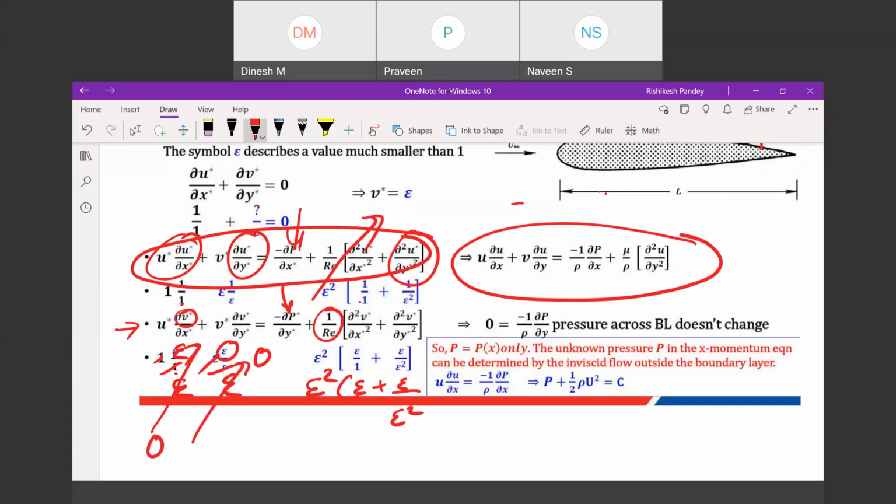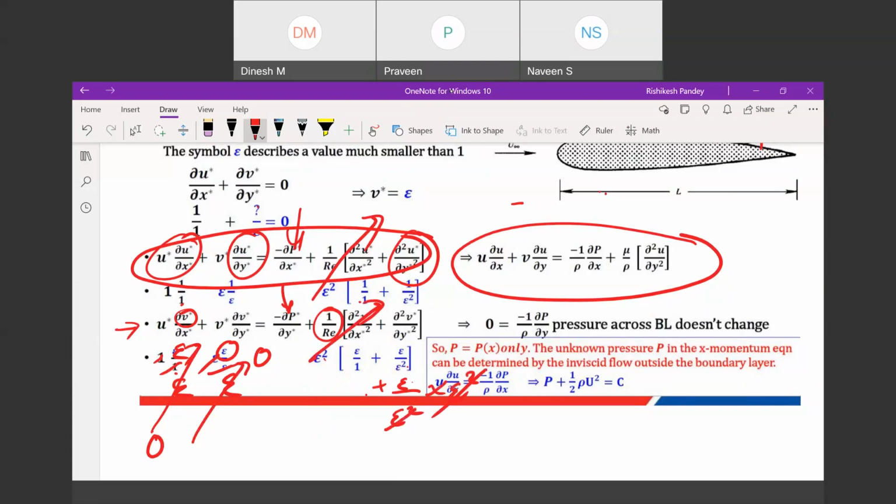The value is 0. Now, if we compare this, first I will have to multiply with this epsilon square. So epsilon square multiplied by epsilon is epsilon cube. So again the value is very less, so this also we can neglect. Similarly, if I multiply here, still I will be left with epsilon.